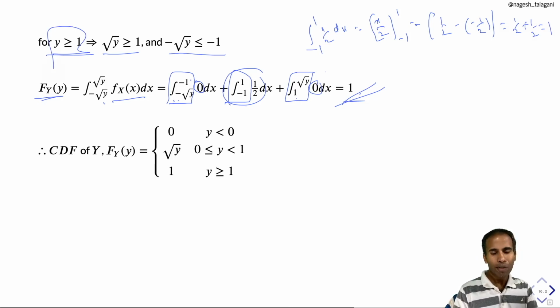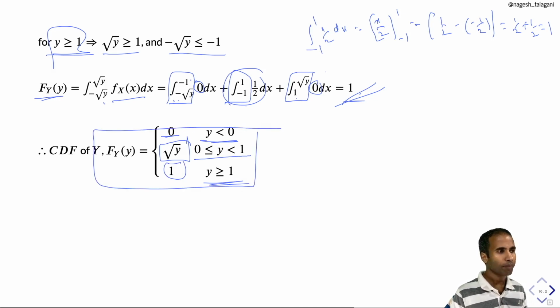Therefore, our CDF of y is 0 when y is less than 0. For 0 less than or equal to y less than 1, the CDF value is root y. For y greater than or equal to 1, this is 1. Okay, this is the CDF of y.